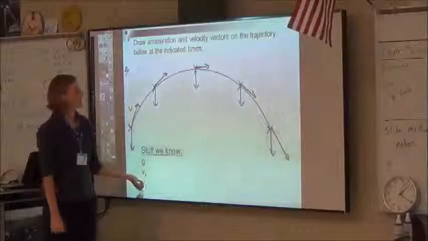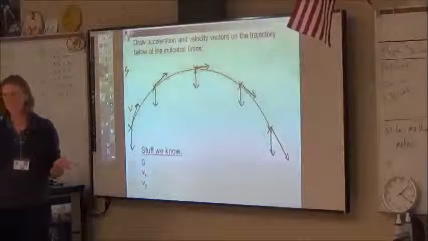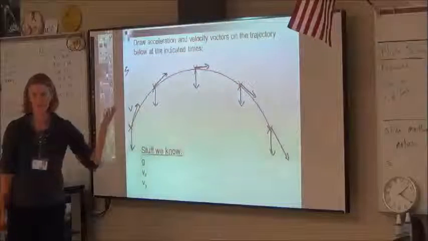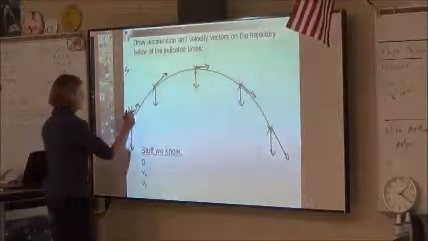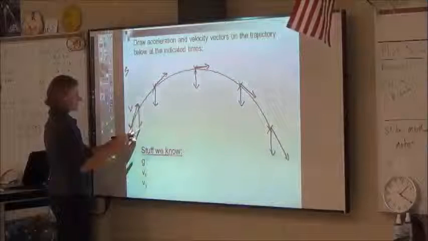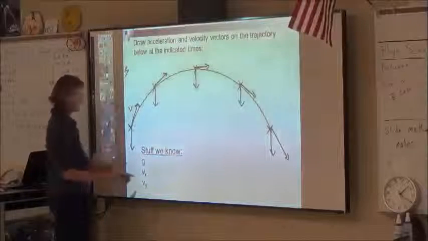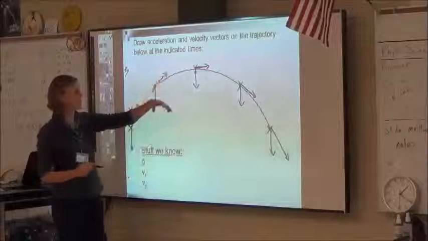What happens to the vertical speed of the ball as it goes up? Slows down. What happens to the vertical speed of the ball as it falls down? Speeds up. So my vertical components, and I'm going to leave a space because I'm going to draw in the, let me do that first. Vertical component gets smaller then larger.